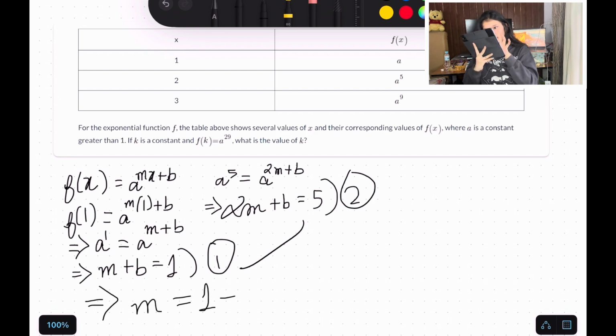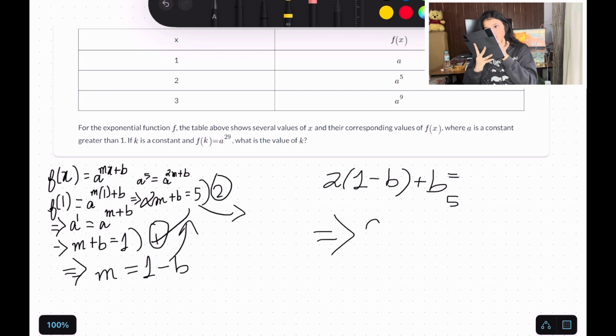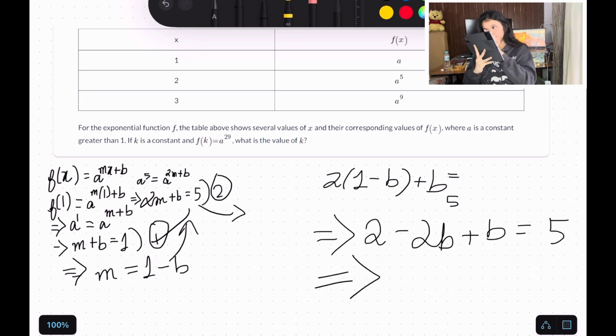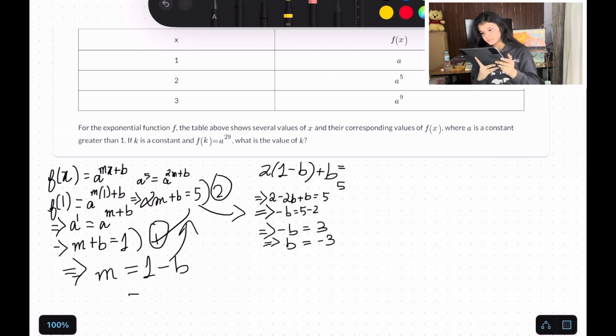So from the first equation, we can imply that m equals 1 minus b. We put that in the second equation, we get 2 times (1 minus b) plus b equals 5. That implies 2 minus 2b plus b equals 5. And that is minus b equals 5 minus 2, which is 3. So minus b equals 3, and that implies b equals minus 3. And put that in the first equation, we get m equals 4.